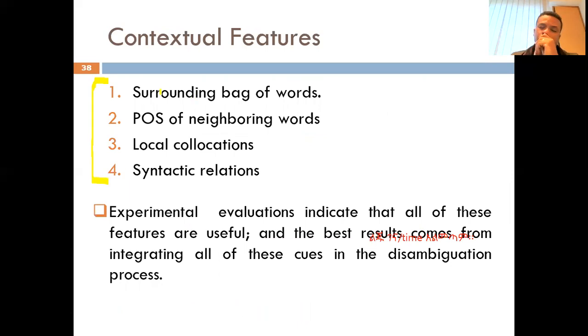Contextual feature can be a surrounding bag of words. So what do you mean by bag of words? It means simply a list of words that are found near the ambiguous word. Or you can use the part of speech, mind you, part of speech ማለት ምን ማለት ነው? What do you mean by part of speech? መኮንን, what do you mean by part of speech?